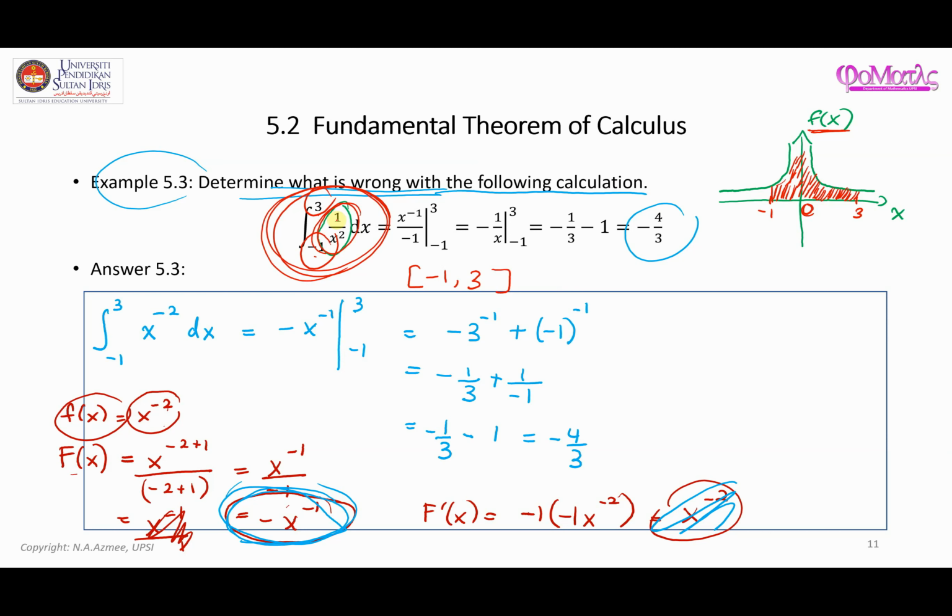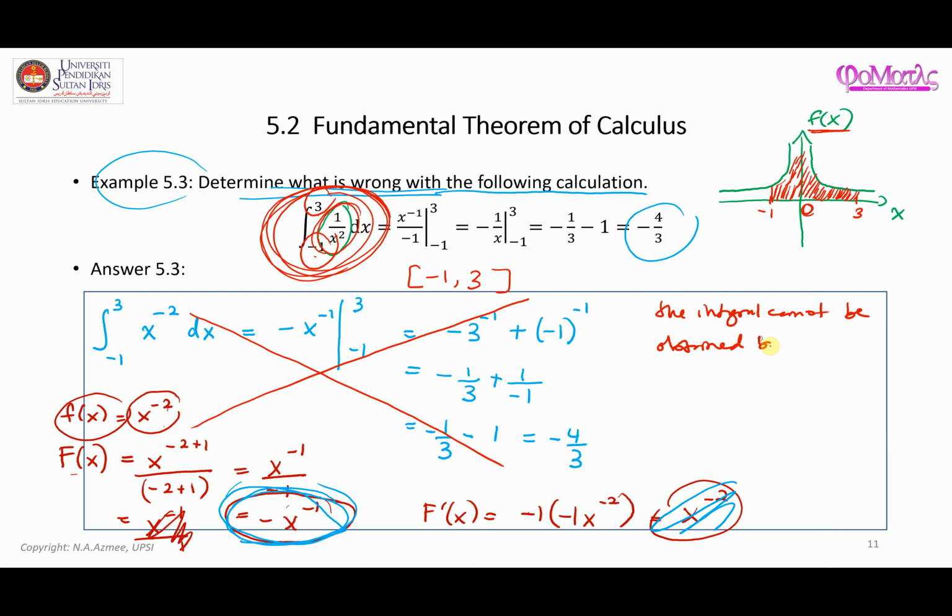So the answer is actually that the integral cannot be obtained. So you cannot actually do all this process. The integral cannot be obtained because 1/x² is not continuous on the interval -1 to 3. So that's the answer to this example.